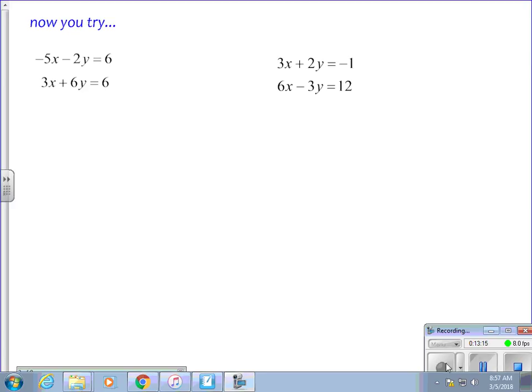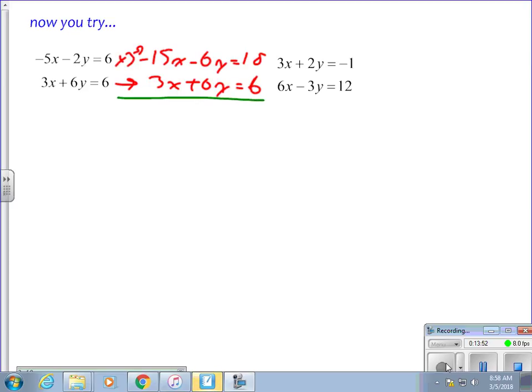So the first equation, I look at my x's, and although it's nice, one's positive, one's negative. I can't make 5 and 3 look like each other easily. So I look at the y's, I go, oh yeah, I can take -2, multiply it times 3, and I get 6 and -6. So I multiply the top equation times 3, and I get -15x minus 6y equals 3 times 6 is 18. Take the second one, just copy it over. 3x plus 6y equals 6.